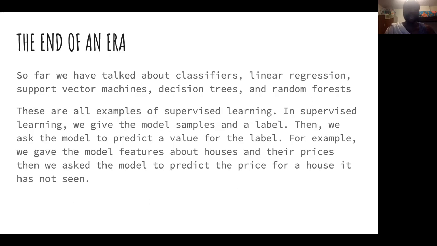Or in the other one, we gave the model handwriting images, and we said, help us predict what number we're trying to get here. So all of these are examples of supervised learning.